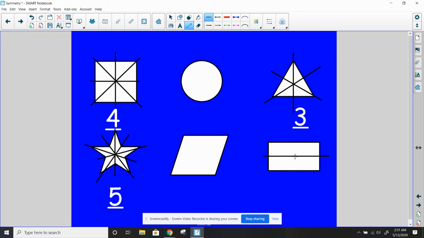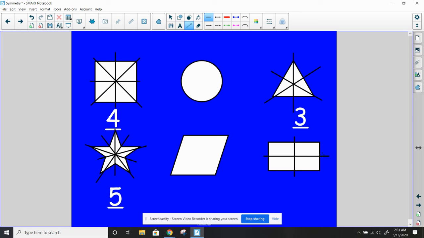And these two sides are congruent. And I can go down the center like this. And these two sides are congruent. So those are two lines of symmetry. But can I go from corner to corner on a rectangle? I cannot.